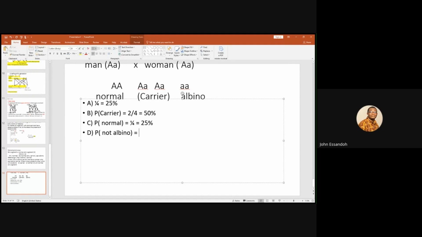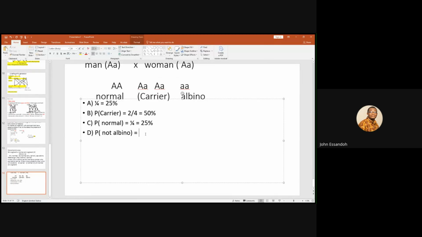75%. Excellent. I know only lady can get this. It's 3 over 4. 75, yes. So here only these ones are albino. The rest have normal skin pigment. But genotypically we refer to this one as carriers and this one as normal.